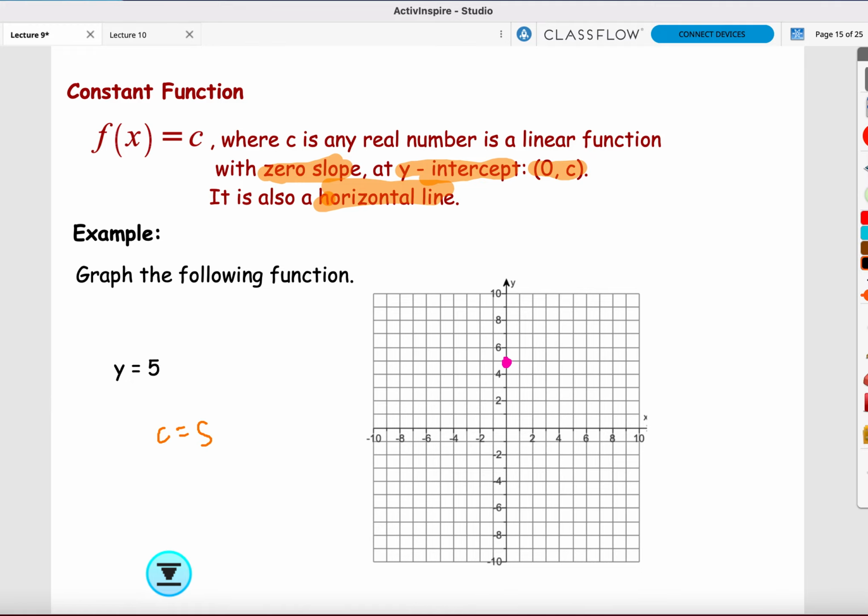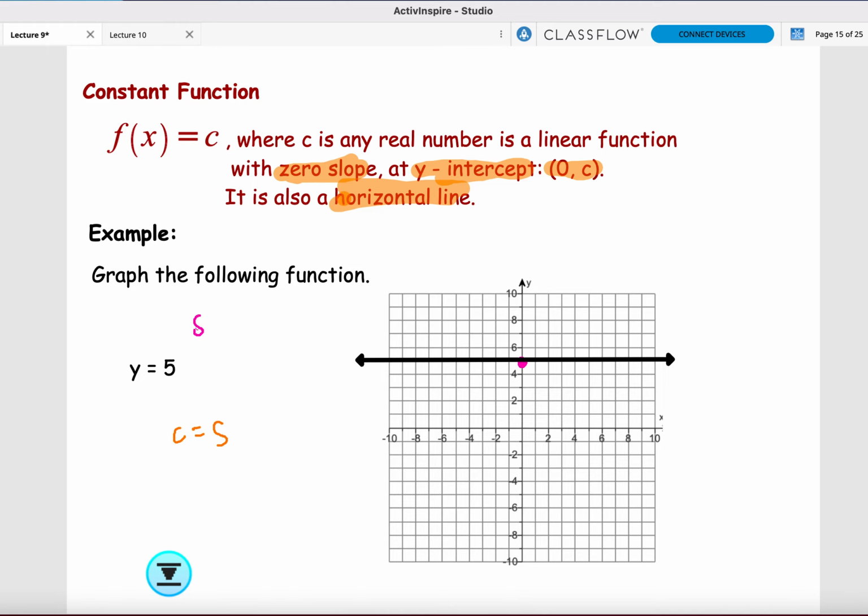And like I said, it's a horizontal line. So it's very important that it goes through the y-axis at 5. And it's a horizontal line. Remember that the slope is 0. The slope is 0. Don't forget about that. Alright, and the y-intercept here, if you want to know where it crosses the y-axis, it crosses it at 0, comma 5, which satisfies these components here.